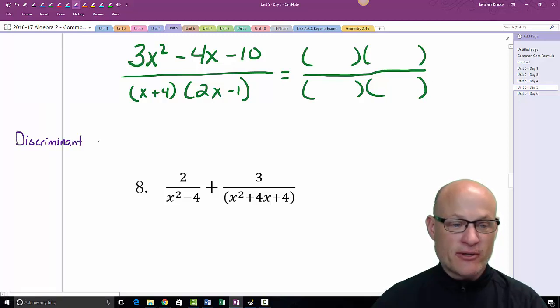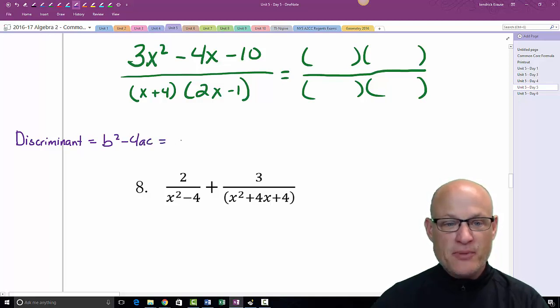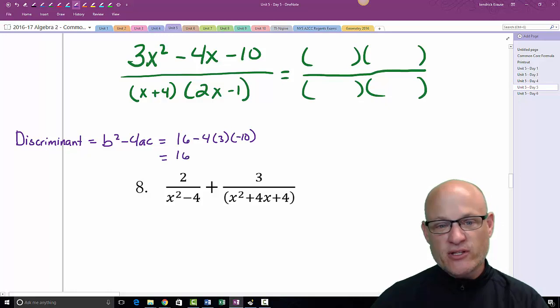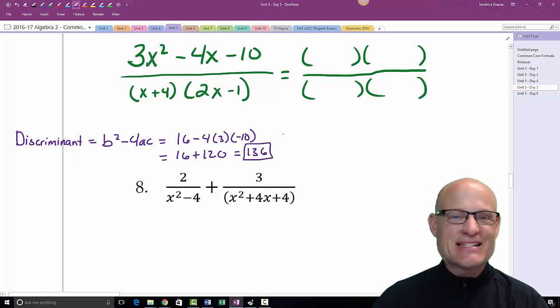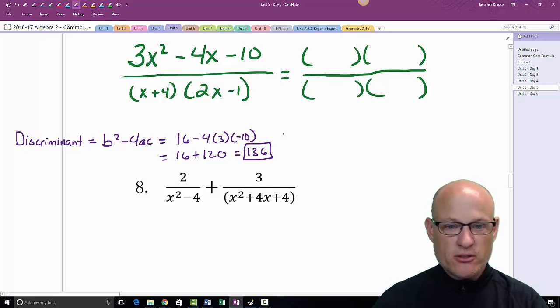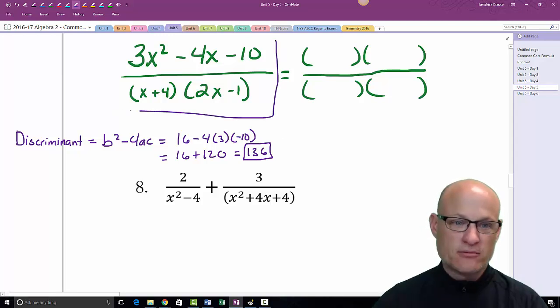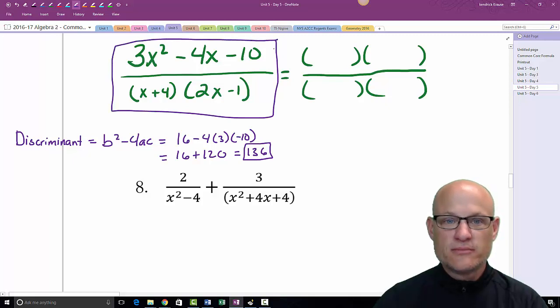So let's just take a look at the discriminant. The discriminant, if you'll recall, is b squared minus 4ac. b squared is 16 minus 4 times 3 times negative 10. So this is 16 plus 120, which is 136. Because that's not a perfect square, 136 is not a perfect square, this is not factorable. It is not factorable. That's it. Can't do anything else with it.